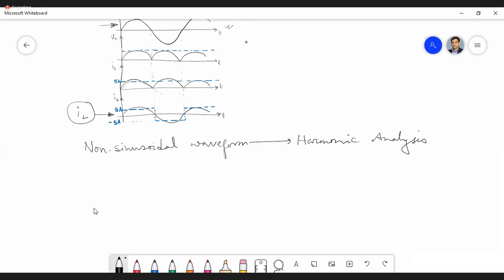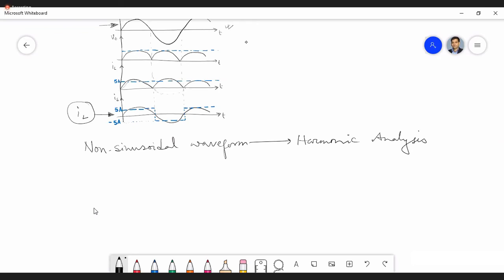Or generators. Due to its nature of the flux distribution, generators also contain some harmonics in the voltage waveform. So have you seen any filter used with a generator? No, sir.